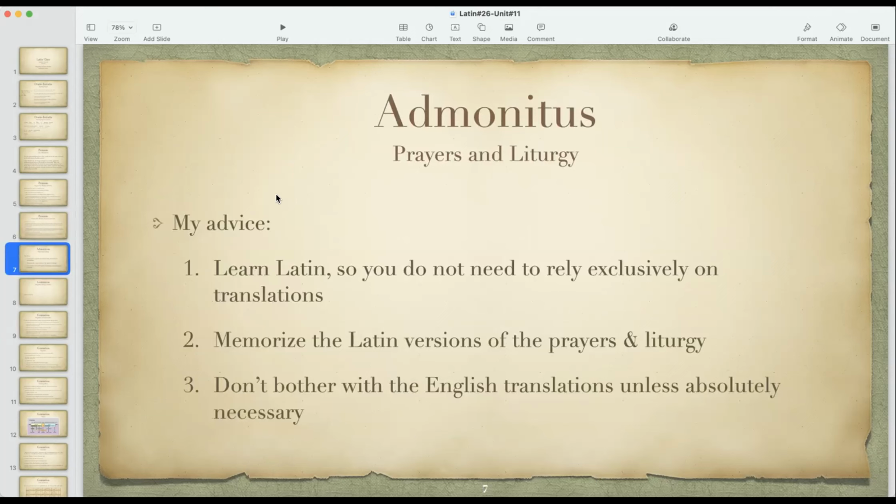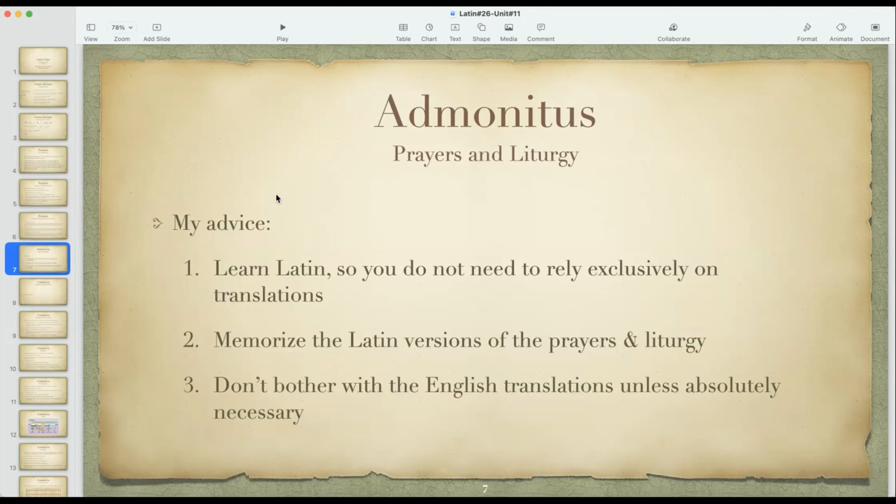So anyway, my advice: learn Latin so you don't need to rely exclusively on translations. Memorize the Latin versions of the prayer and liturgy. You're actually better off for that. I generally do not remember the English versions, especially of the Novus Ordo Mass, because it's gone through several revisions.